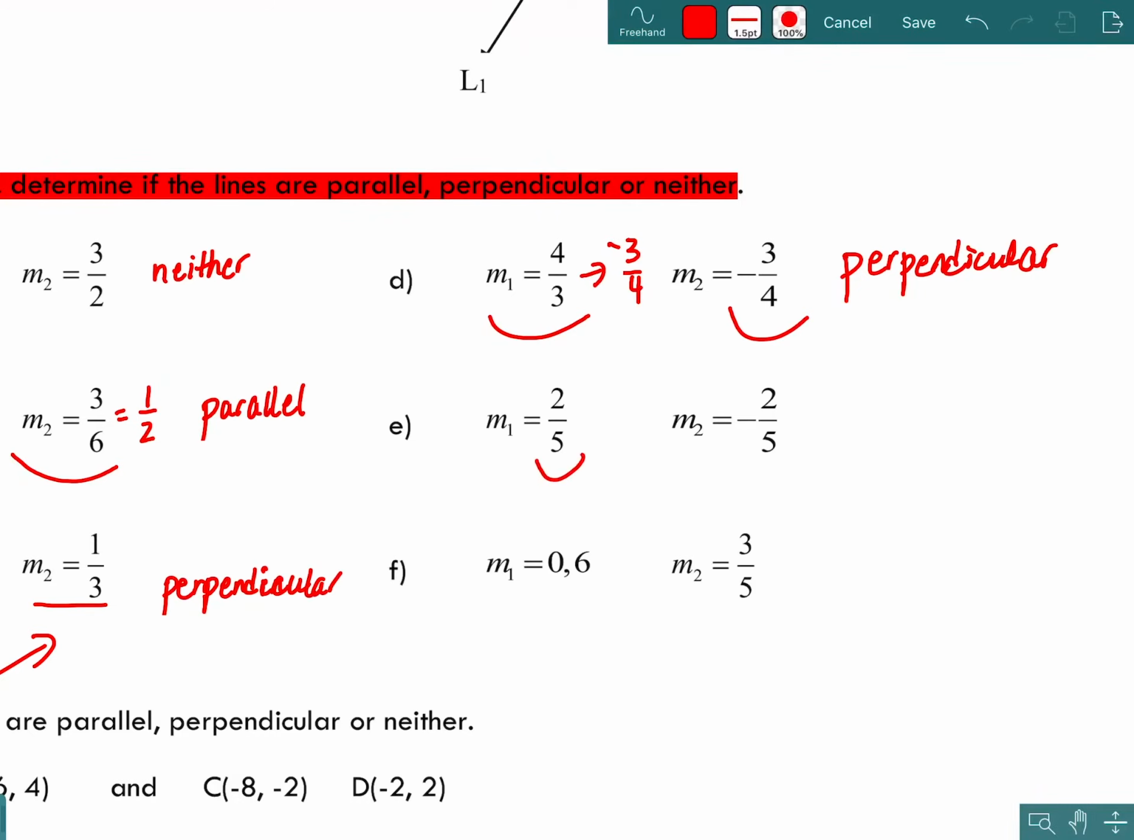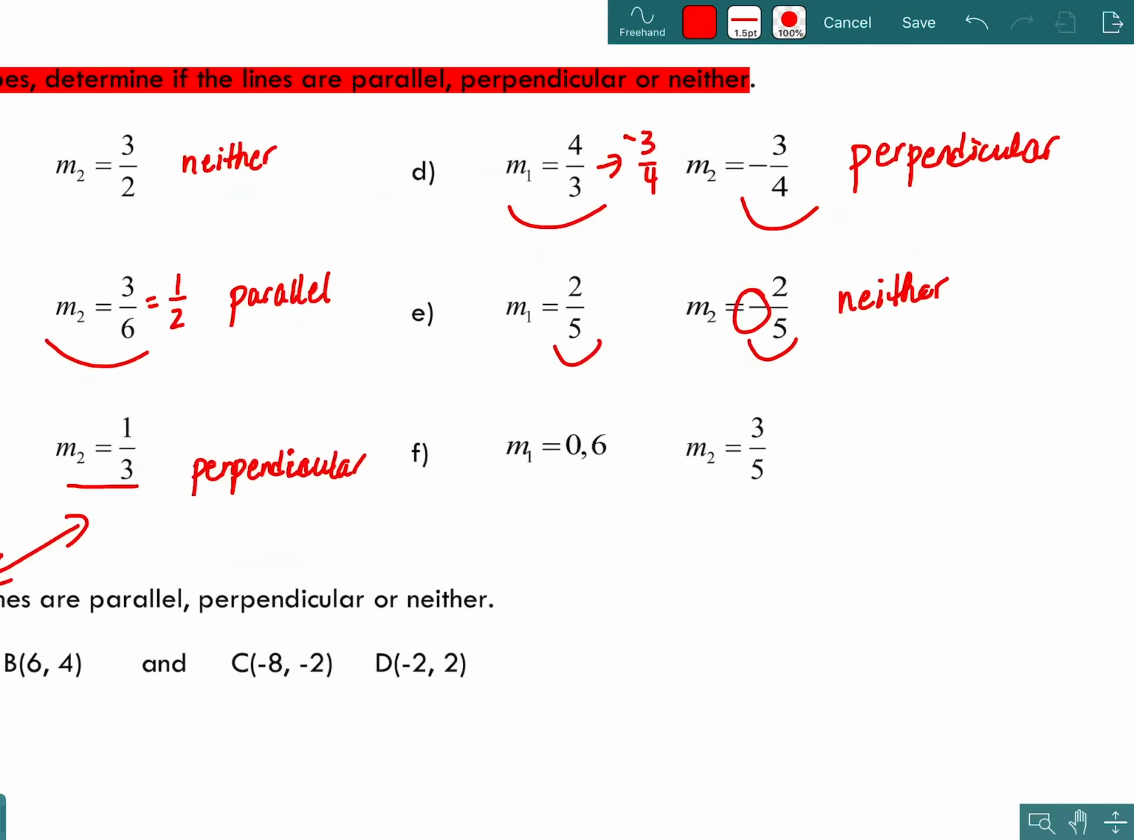Here we've got a slope of 2/5. Here we've got a slope of -2/5. So they are negative to each other, but they're not reciprocals, so they're neither. And they're obviously not the same because this one has a negative sign. Without the negative, they both would have been positive. They both would have been parallel to each other.